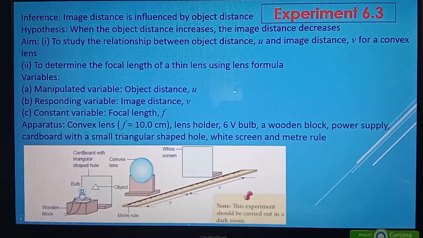You can carry out this activity in the lab. You can change the focal length of the lens, depending on what you have in your lab. Now you can watch this video to understand this experiment 6.3 better.